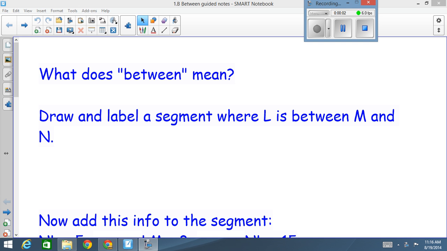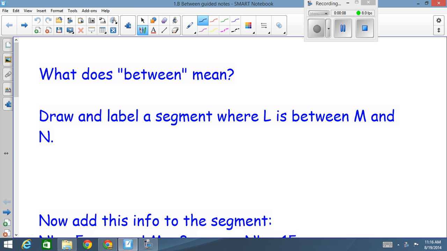Okay, everybody, the first thing I want to ask you is, what does the word between mean? Lots of times when I ask that, the first thing people say is "in the middle of." And where in the middle of could be between, for instance, if I put a point here and a point here and a point here, you would say that the blue point is between the red points.